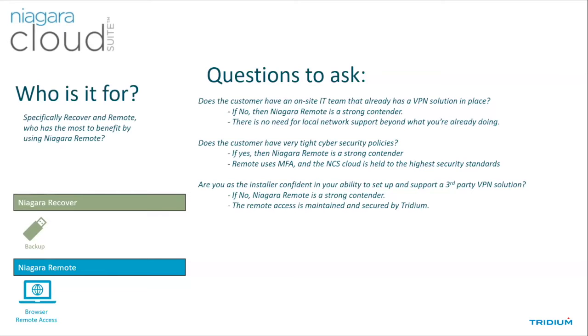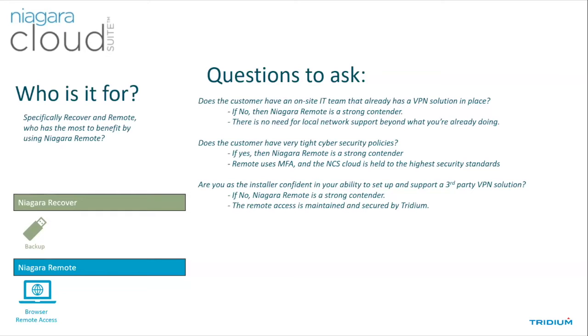And finally, the third question is to the installer. Are you, as the installer, confident in your ability to set up and support a third-party VPN solution, right? Because ultimately, if you do install a separate piece of hardware or onto the supervisor, you're installing a VPN client. If you're the one doing it, then you're the one that needs to maintain it and patch any vulnerabilities, things of that sort, right? If the answer to that is no, you're not confident in maintaining a VPN client, or no, you don't have time to make sure that you're managing that as well, well, then Niagara Remote is a really strong contender. And that's because the remote access is managed by us, right? It's maintained and secured by Tridium, and that's a part of the subscription licensing model, right?